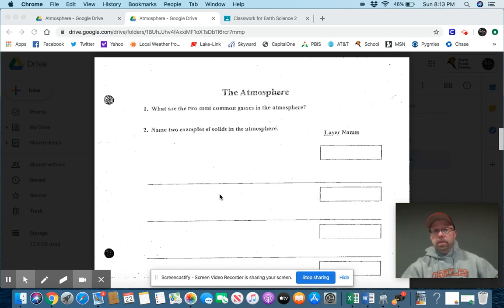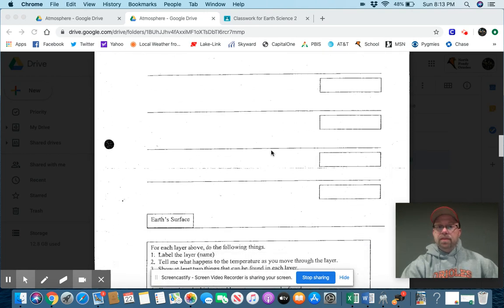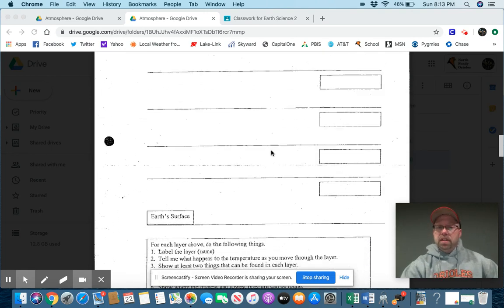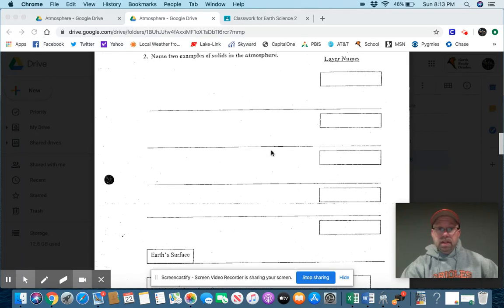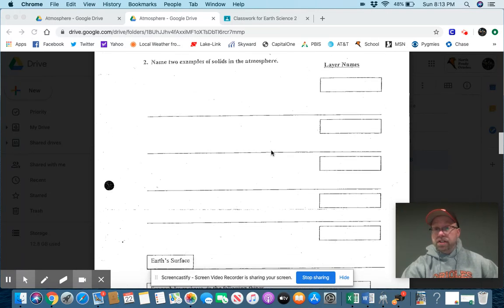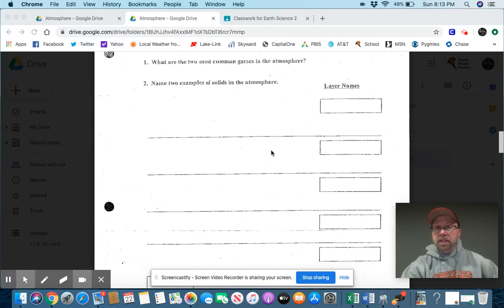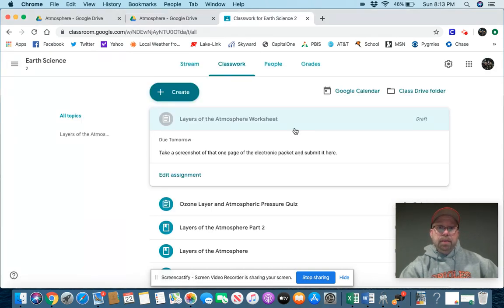But before we do that, this page right here on my desktop, the layers of the atmosphere worksheet, is due today. You should take a screenshot of this when you have it completed. You should upload it to Google Classroom. I'm going to open that up right now.